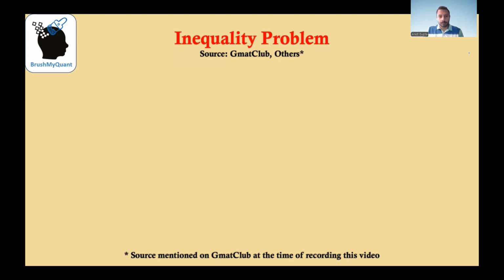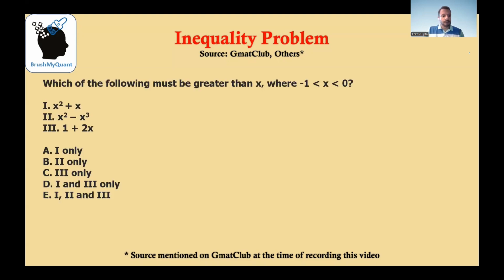Hi, we'll be solving an inequality problem today. Which of the following must be greater than x, where x lies between -1 and 0? Now it is given to us that x is negative and x lies between -1 and 0, and three option choices are given to us.